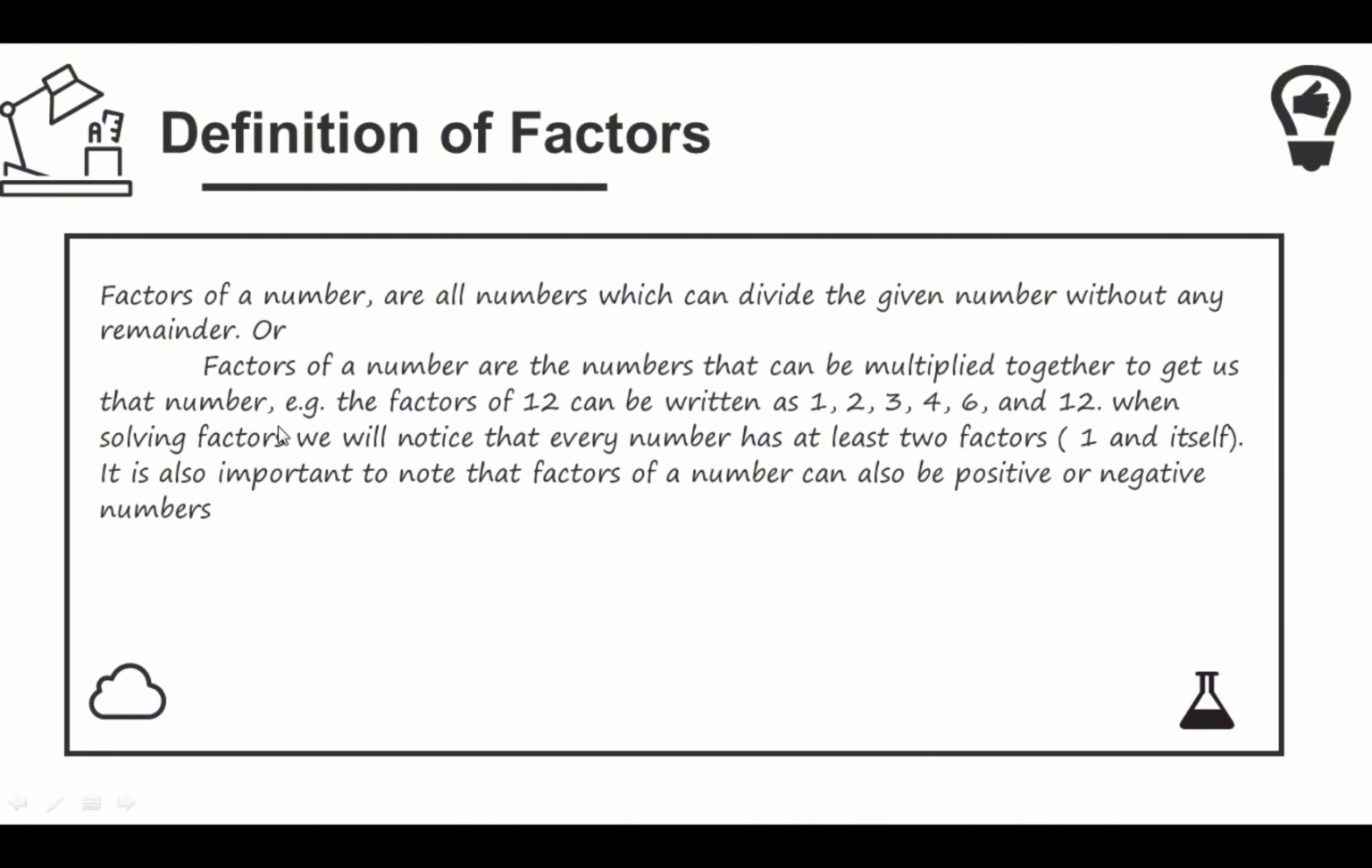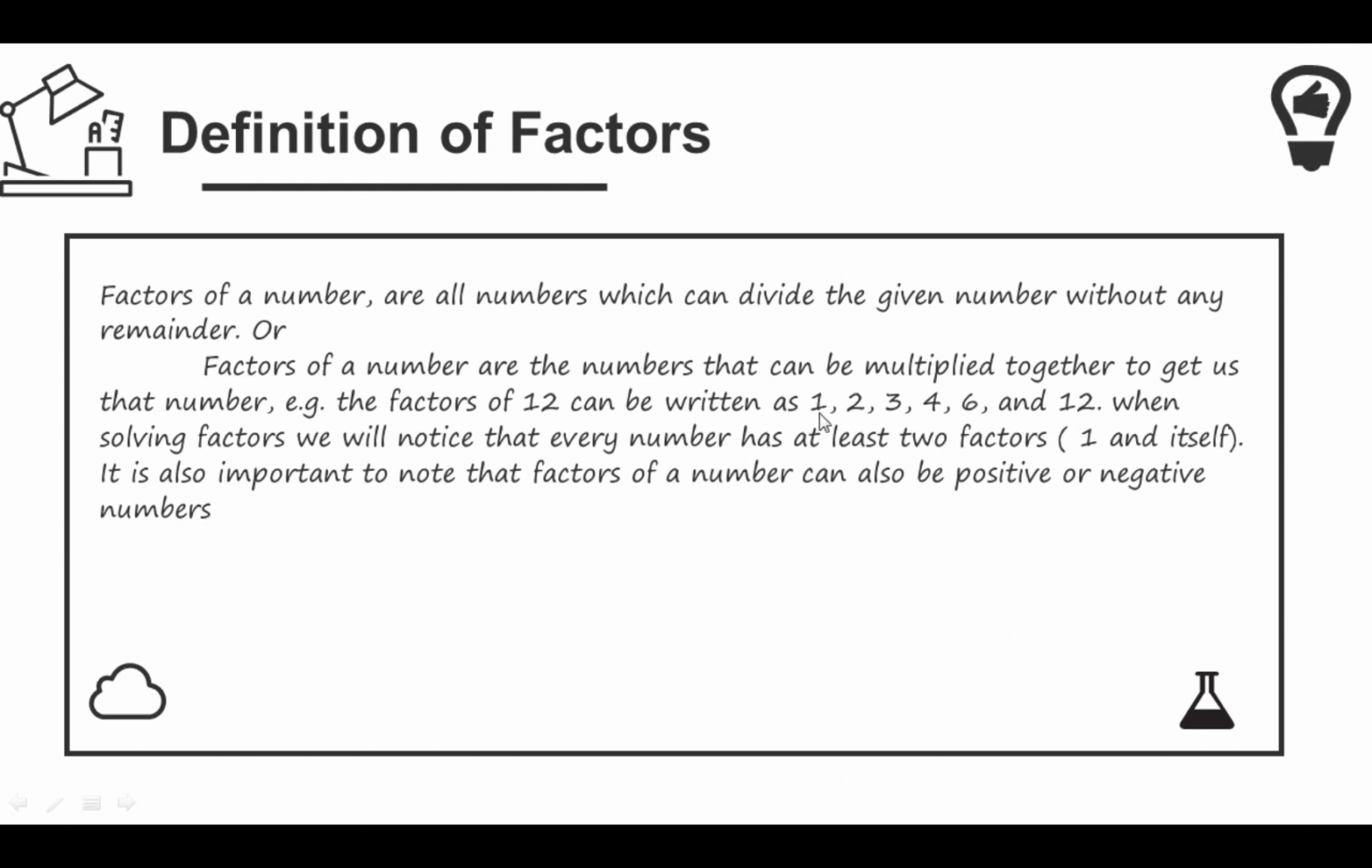If you are looking for factors of 6, that means we are looking for numbers that can divide 6 without any remainder, meaning we'll be having 1, we'll be having 2, we'll be having 3, and we'll be having 6 itself. Or we'll look for two numbers that when you multiply will give us 6. For example, 2 times 3 will give us 6, right? And 1 times 6 will give us 6. Now these numbers are said to be what? Factors of 6.